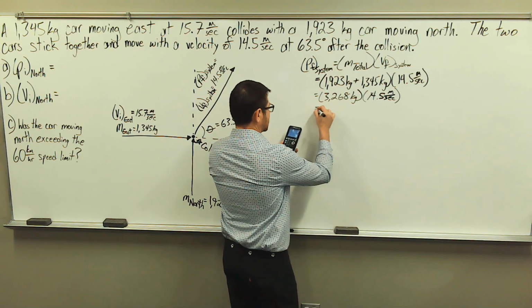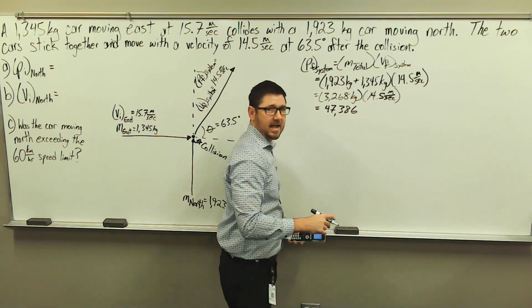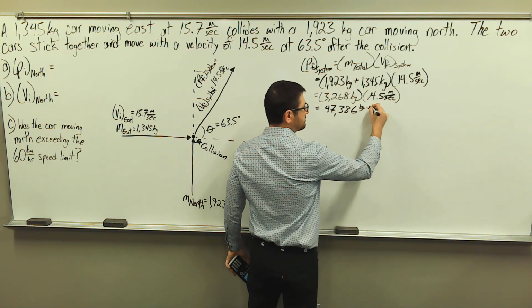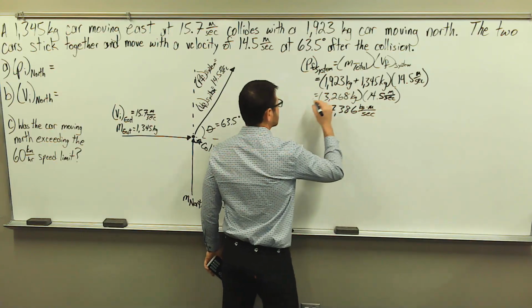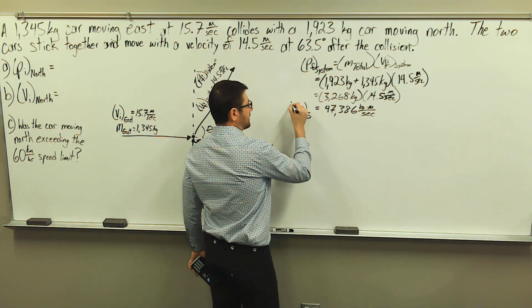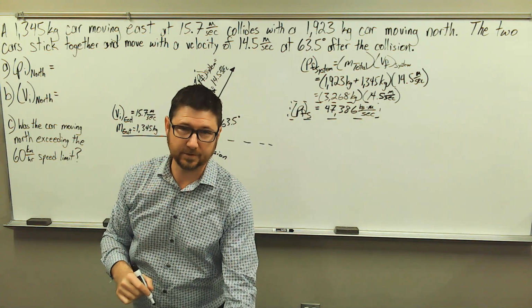And that gives us 47,386. And the units for momentum are kilogram meters per second. So this is the final momentum of the system. I'm going to put a dotted box around this because we're going to need this value here in a minute, okay?